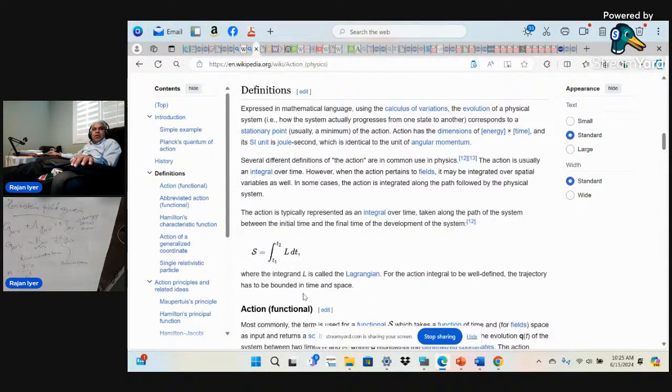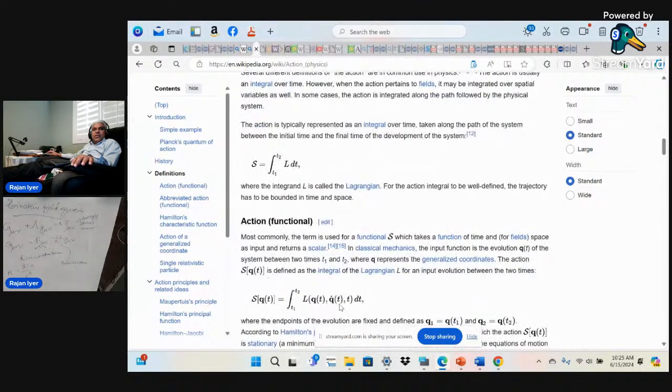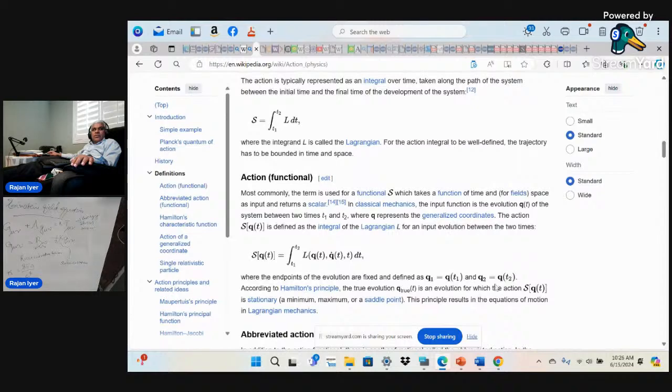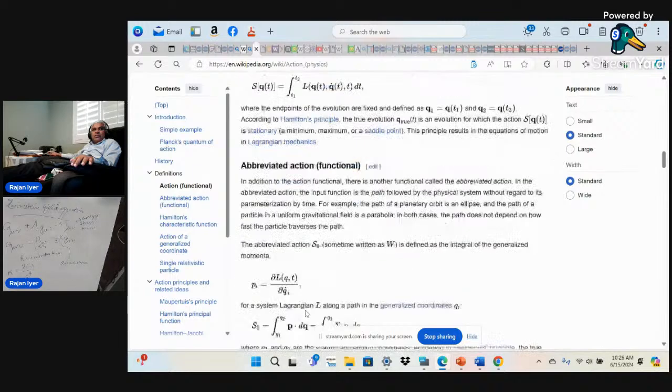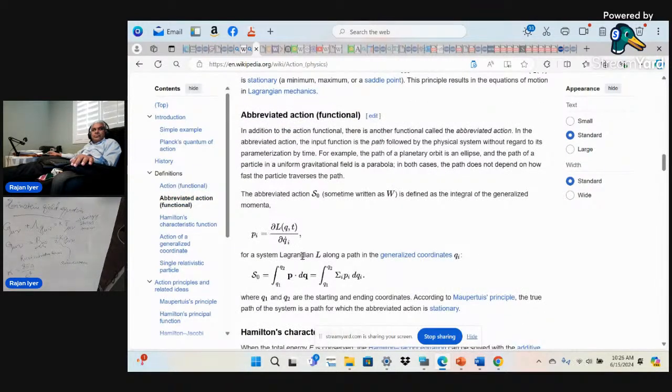The trajectory has to be bounded in time and space. So let's look at the trajectory. You have converted to the Lagrangian. The action is defined as an integral, okay. Fixed q and t, Hamilton's principle, saddle points, Lagrangian mechanics, abbreviated action function. So a p_i, I would think that's the momentum. Yeah, probably. So you can define it in terms of the first definition you had there. S naught is p times dq, and the sum over p is the summation of the momenta.